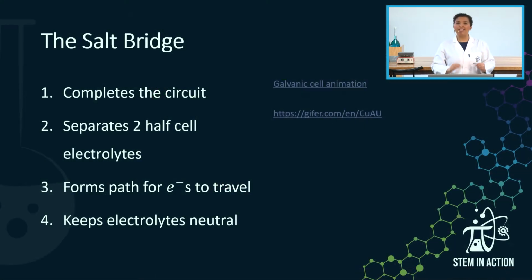So if we consider the animation that you saw earlier, the salt bridge is actually quite important, and you need to know the functions of a salt bridge. Normally in an exam, they'll ask you to give 2 or 3 functions of the salt bridge. Emphatically, we saw that the salt bridge definitely completes the circuit. It also separates the 2 half-cell electrolytes, and it forms a path for ions to travel through that salt bridge, and thereby it keeps the electrolytes neutral.